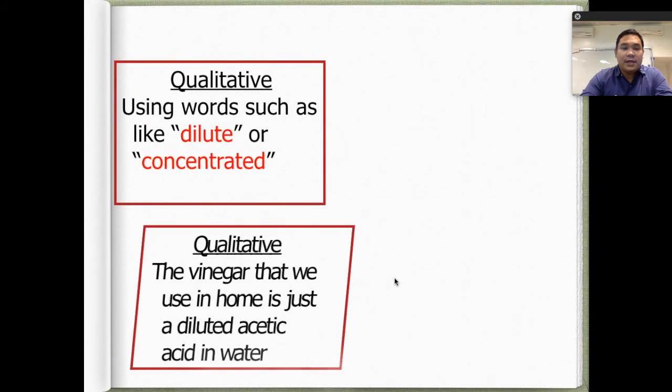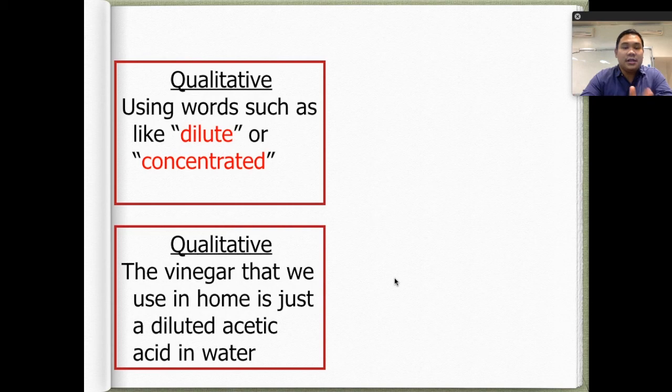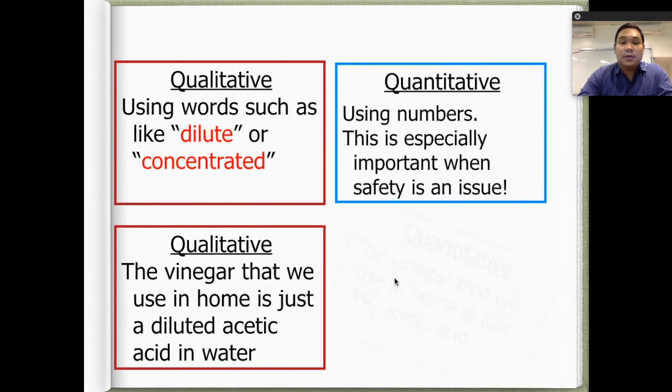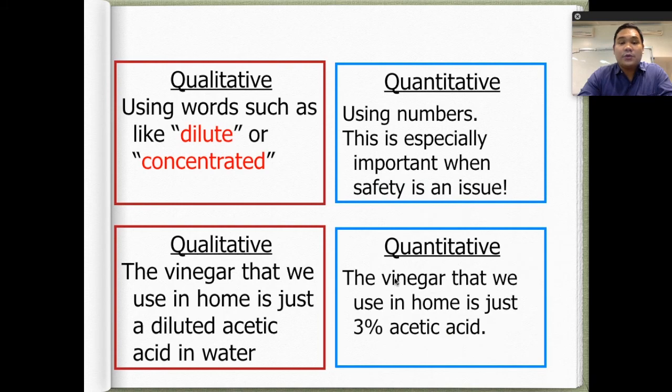So, qualitative uses words such as dilute or concentrated. For example, the vinegar that we use at home is just dilute acetic acid in water. However, for quantitative, we use numbers, and this is very important when safety is an issue. We could not just describe vinegar as diluted or concentrated, but rather the vinegar that we use at home is just 3% acetic acid. So we use numbers.